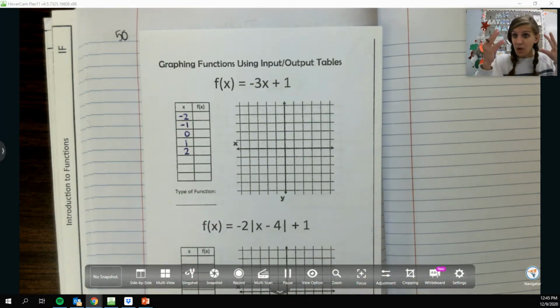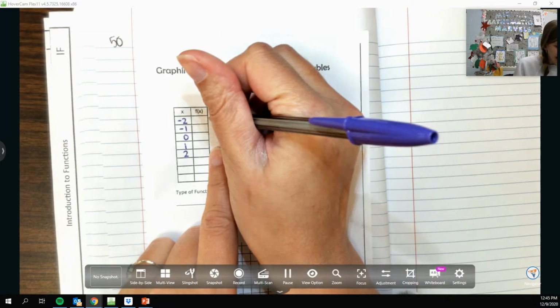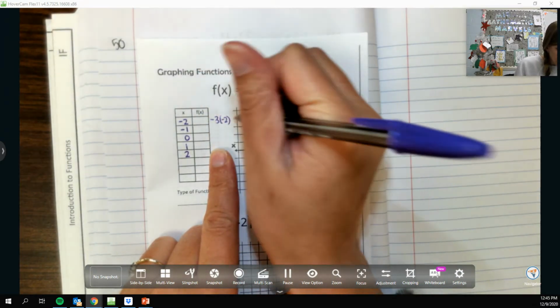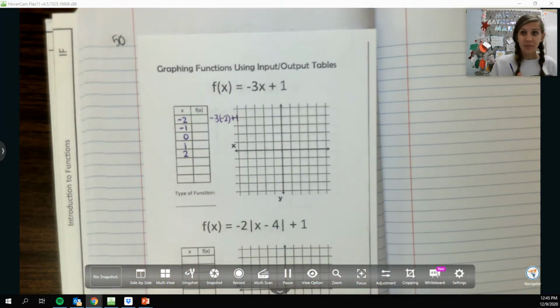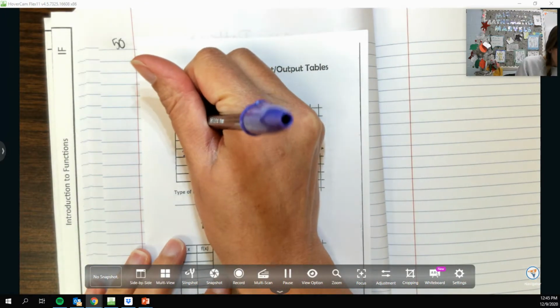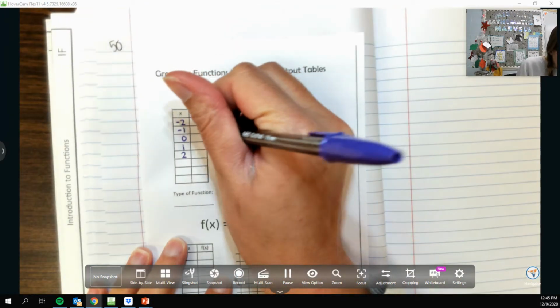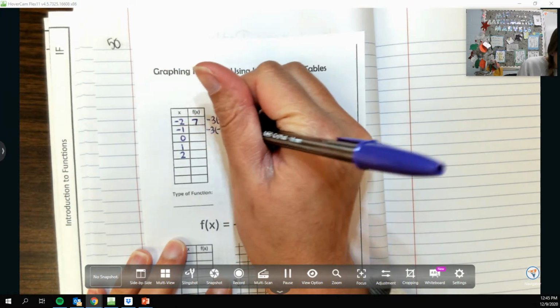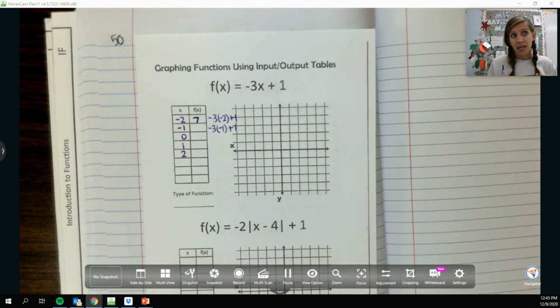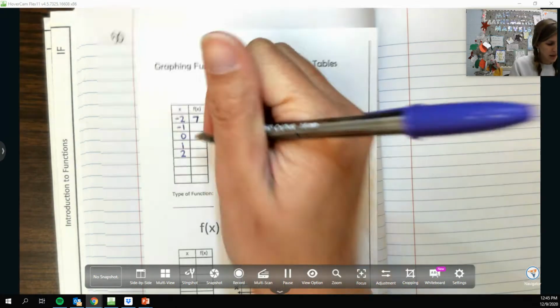And so then, once I've picked my input values, I put each one into my function in place of x. So for this function, I'll have -3 times -2 plus 1. So we got to multiply first. So -3 times -2 will be 6, plus 1 is 7. Then we'll do it again, but now I'm going to put -1 in place of x. And so -3 times -1 is 3. Plus 1 is 4.